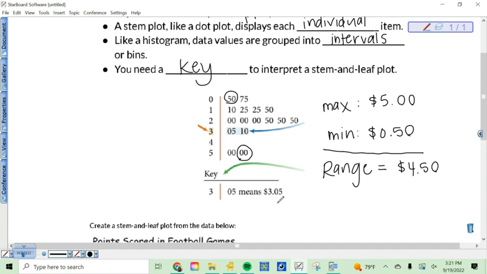Okay. I want to make a dot plot out of this with you just to get a better understanding of what this data set means. So I'm going to make a dot plot, starting with a number line. I need to go from 0 to 5, and I'm going to fill in my whole numbers in between: 1, 2, 3, and 4.